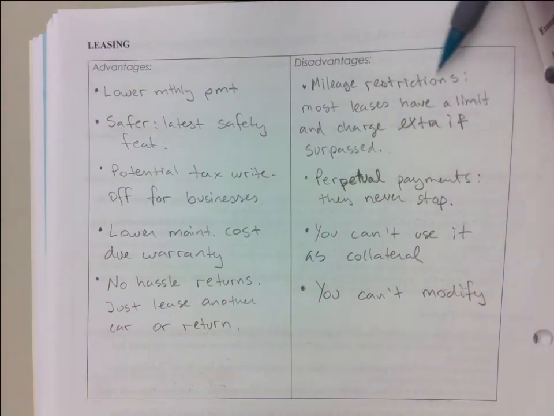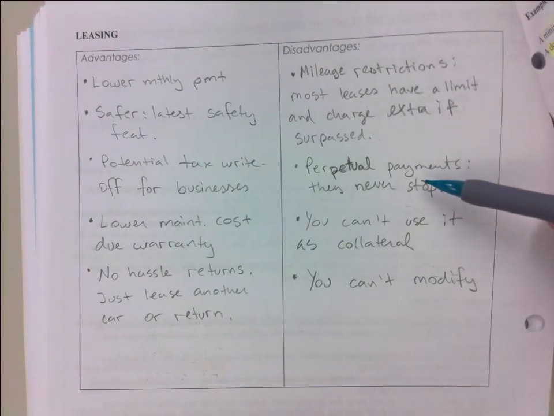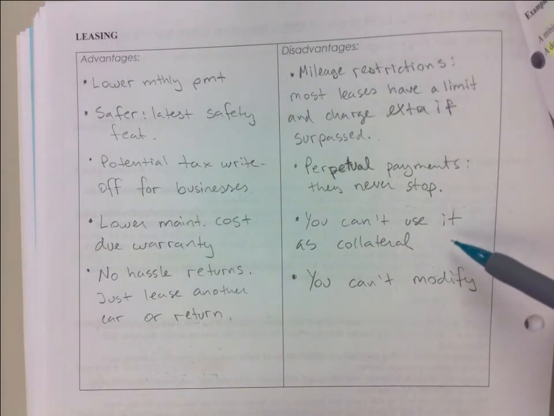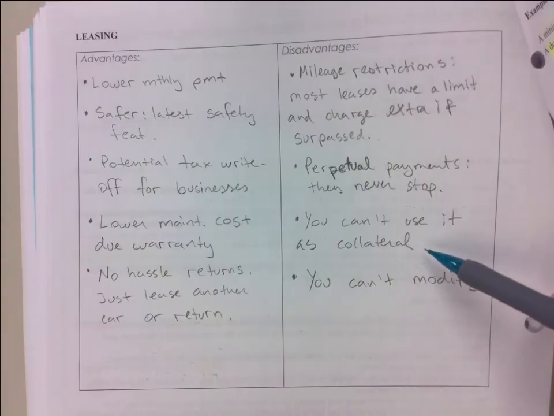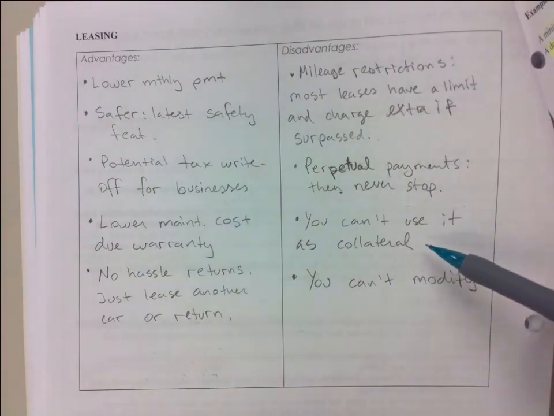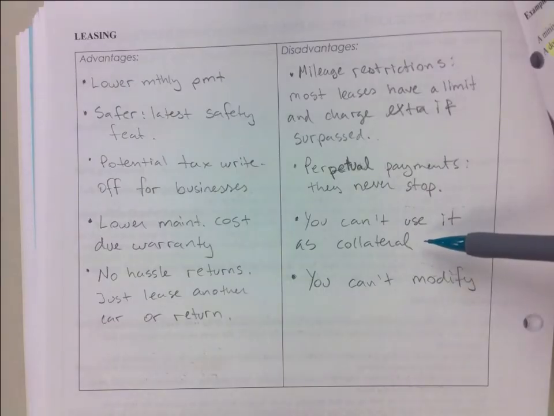Disadvantages. The biggest one, mileage restrictions, right? You can only drive so many kilometers. Perpetual payments. Perpetual means it just never stops. You always have a payment. You cannot use that car towards, we call it collateral, like you can't borrow money against it. The bank will not see it as you owning it, so you can't use it for that. And you cannot modify it.